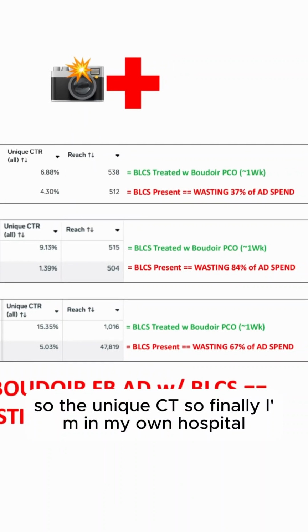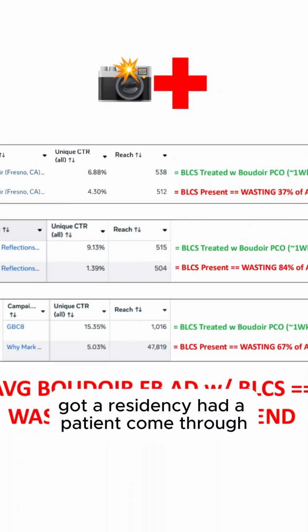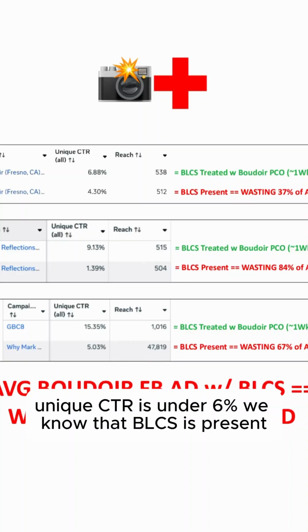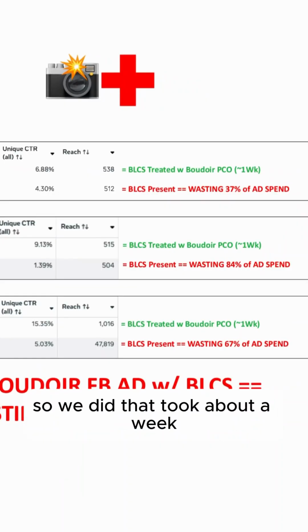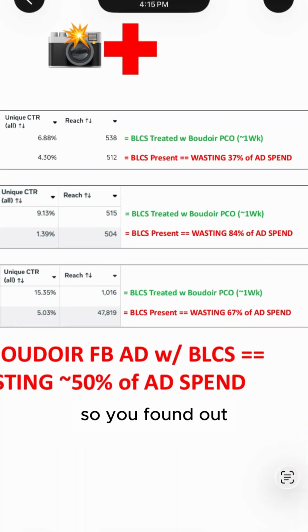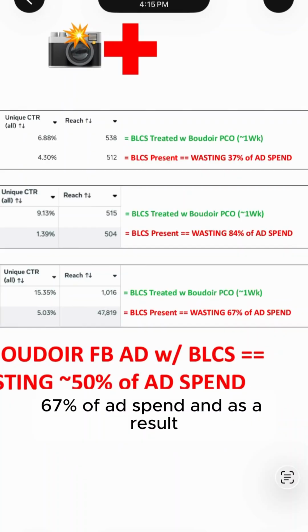So finally I'm in my own hospital, got out of residency, had a patient come through, his unique CTR all 5.03%. Boom, unique CTR is under 6%. We know that BLCS is present, and now we know we can treat it with Boudoir Pico. So we did that, took about a week. We got the unique CTR all up to 15.35%. So we found out the original Boudoir Facebook ad was wasting 67% of ad spend.